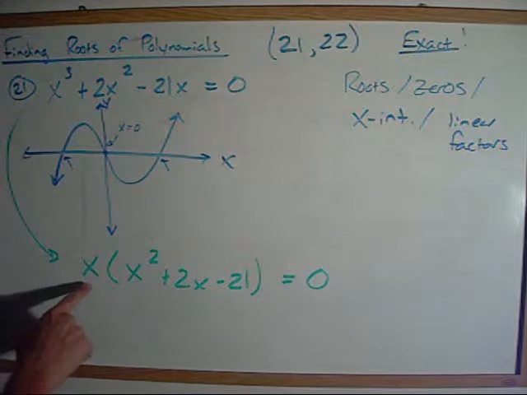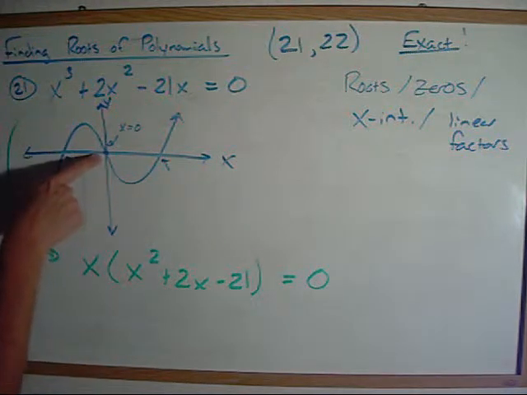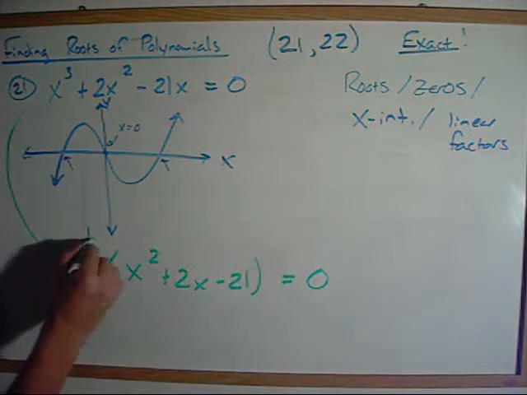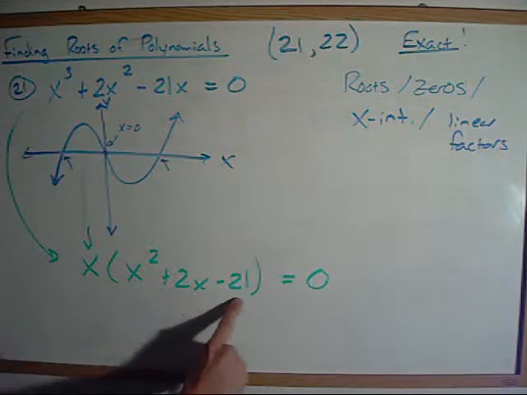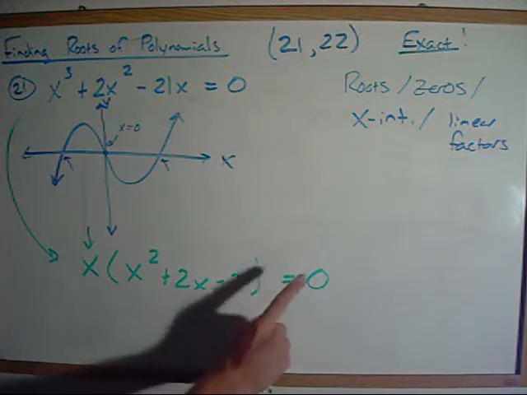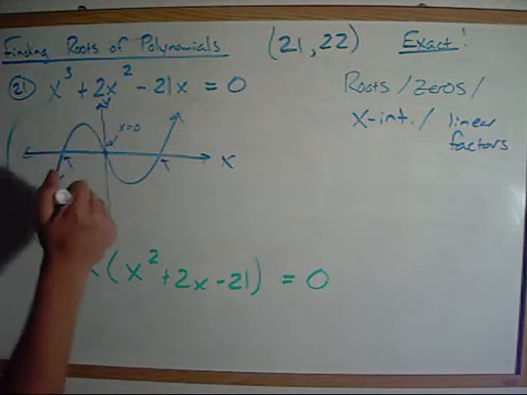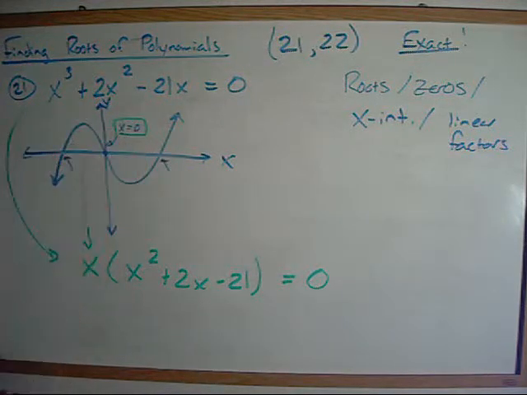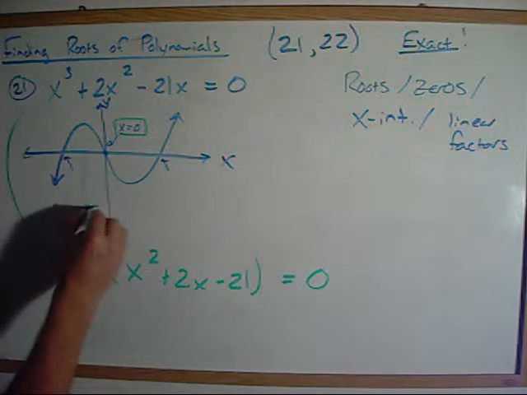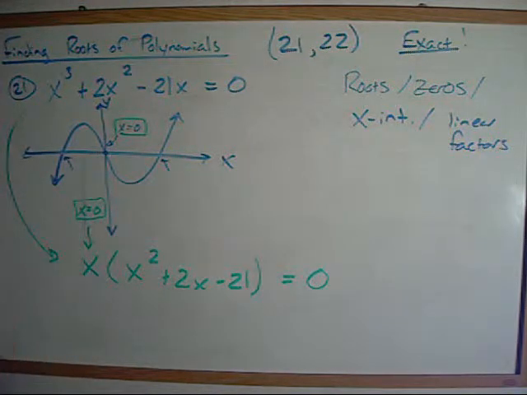So this x right here is directly related to that intercept. That means if we put 0 in for that x, it's going to destroy whatever this stuff is and make that equation true. That's where we're getting x equals 0 as an x-intercept. X equals 0 comes from that right there.